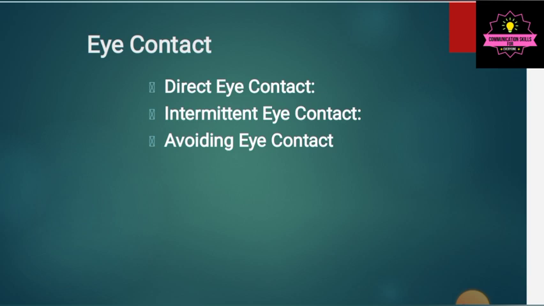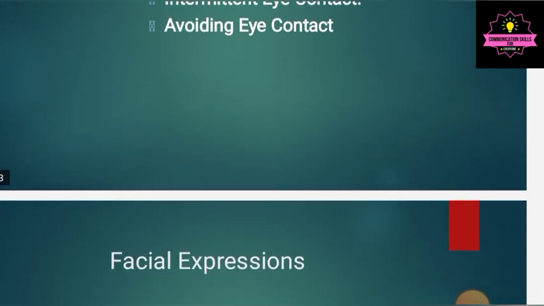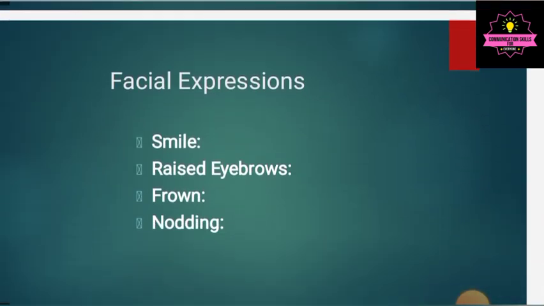Avoiding eye contact means consistently looking away from the audience, for example, frequently looking at the floor or the back of the room. It indicates discomfort, dishonesty, or lack of confidence.